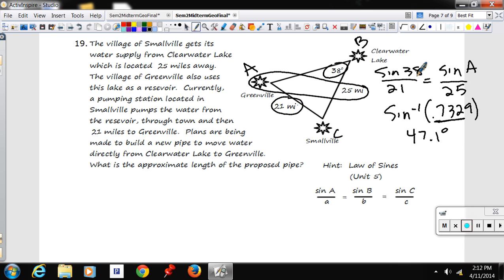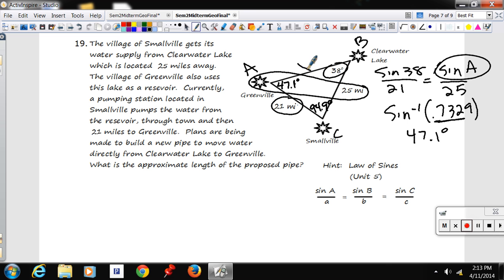Sine of 38 times 25, and then I divided it by 21, because these two would multiply, so you'd have to divide by 21 to get that by itself. I got that 0.7329. Put that into the inverse sine and you'll get 47.1 degrees. That's going to be this angle right here, 47.1 degrees. Now I can find this bottom angle because I can add these two and subtract it from 180. That's going to give you about 94.9 degrees.